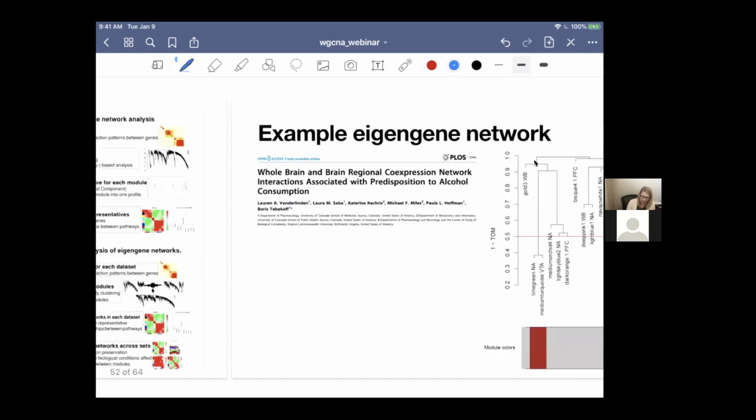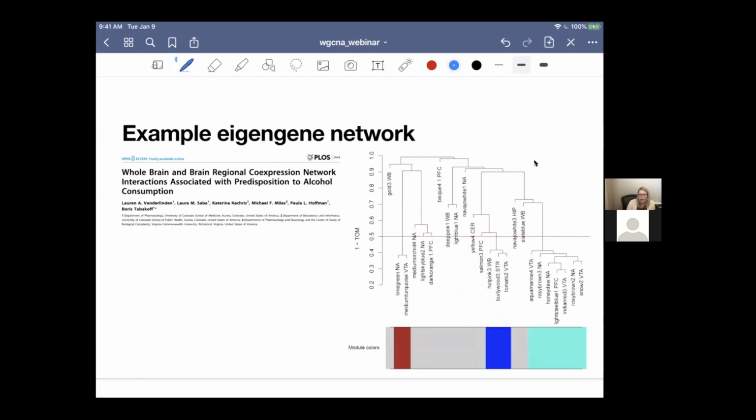And then just to give you a demo of how it's been used, at least in our hands, this is a publication that Lauren van der Linden, who I think I saw log on, did with my lab, where she was looking at eigengene networks across brain regions. She used some of Mike's data, I know Mike's on here too, to look at how these modules relate with one another and relate to the whole brain data.